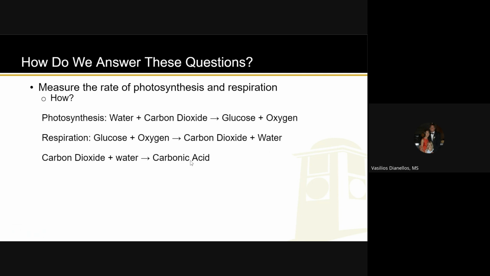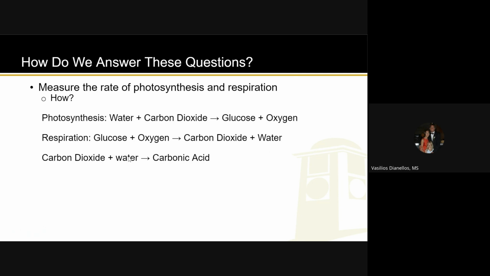So remember what I was saying earlier. If we could somehow measure the levels of carbon dioxide, then we could measure the rate of photosynthesis and the rate of respiration, right? Because if photosynthesis is occurring, carbon dioxide is being used, so carbon dioxide should go down. If respiration is happening, it's producing carbon dioxide, so carbon dioxide should be increasing.